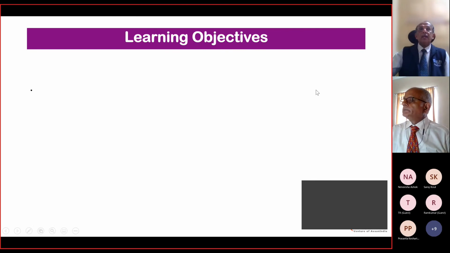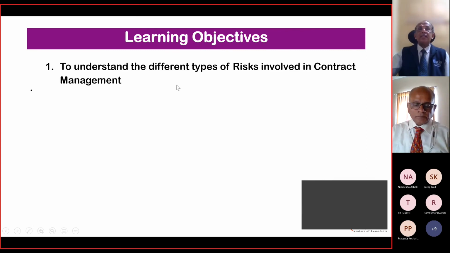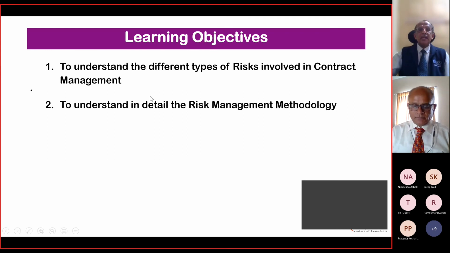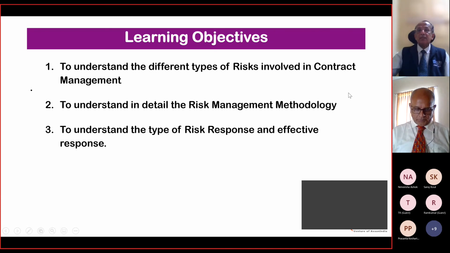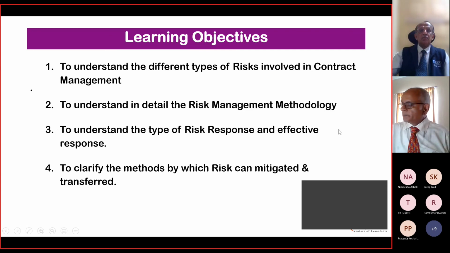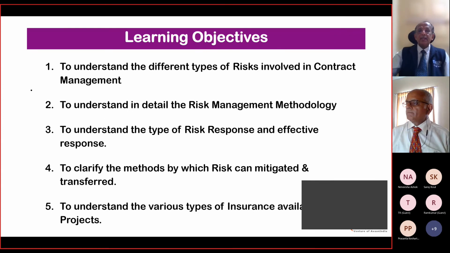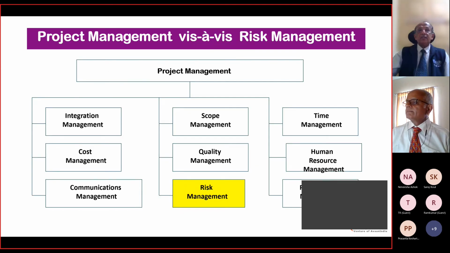Let's look at the learning objectives: to understand the different types of risk involved in contract management; to understand in detail the risk management methodology; to understand the type of risk response and effective response; to clarify the methods by which risk can be mitigated and transferred; to understand the various types of insurance available to projects. So this is project management versus risk management. That is what we are going to see today.